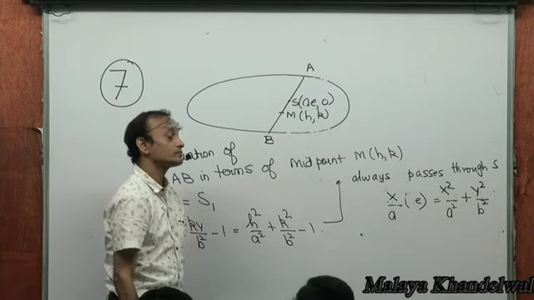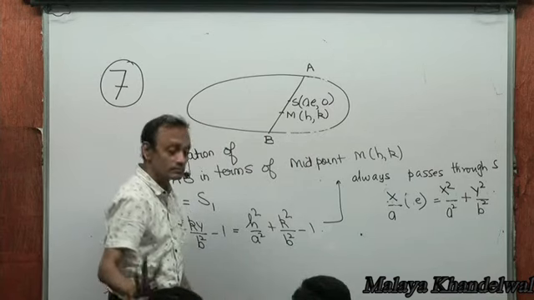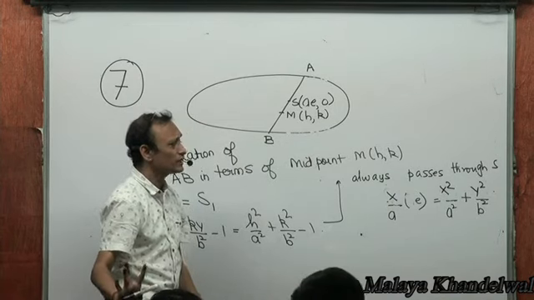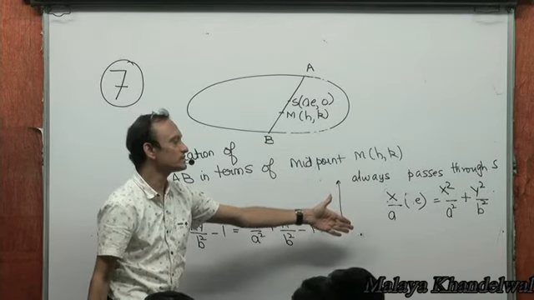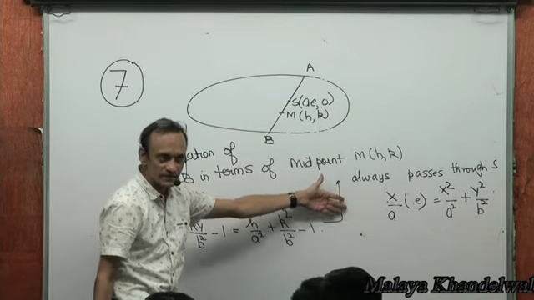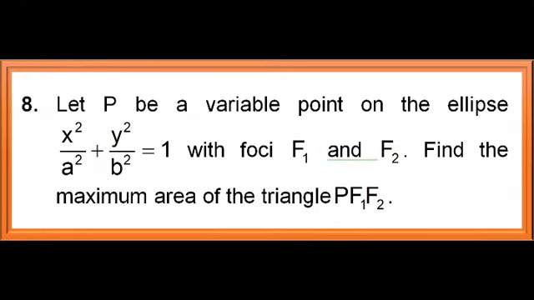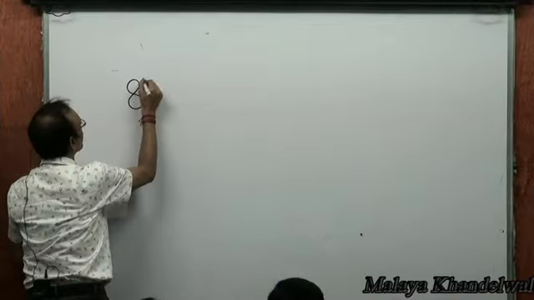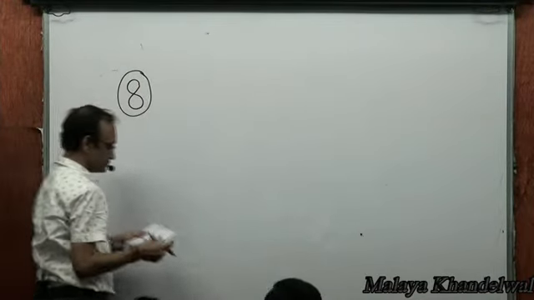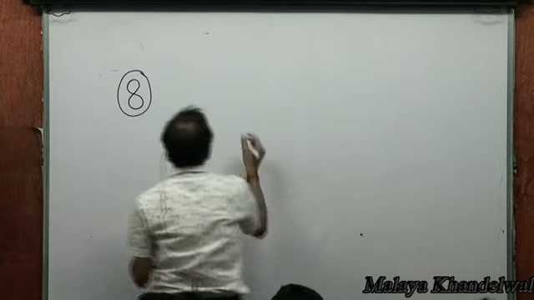And independently check and tell me sometime, what does this represent? What's the nature of this curve? Whether it's an ellipse or not an ellipse. All right.